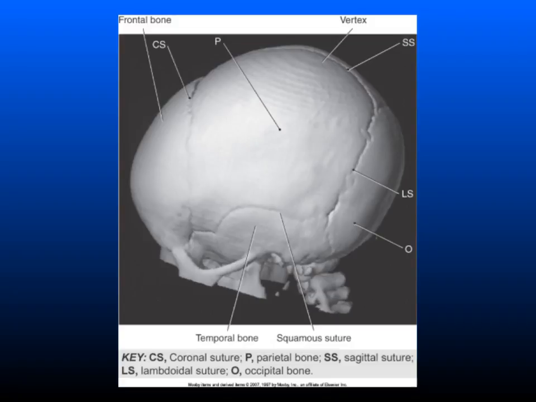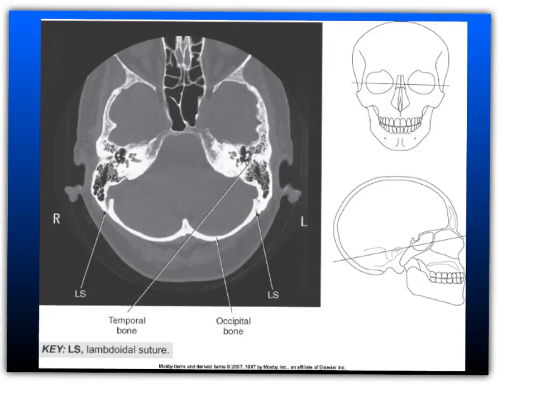Why do we need to know about these sutures? So I don't make the mistake of saying, oh, maybe that's a broken bone. It's not really a fracture, it's a suture. So we need to know the locations of those in order to be able to say what's normal and what's not normal. It's important to know those sutures.